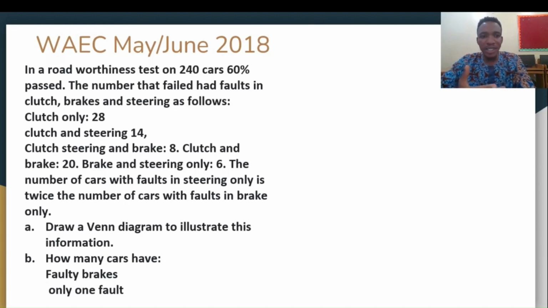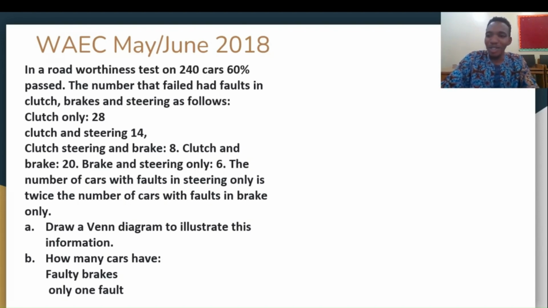They said 60% passed. So that means that the cars that had faults are just 40% of the cars. So that's what we are going to work with: 40% of the total cars that is given. So this 240 is the total cars, but the cars that have fault is just 40%. So somebody may be saying, why did they just give us the number of cars that have fault? But then, they want to see how smart we are. So we are going to show them we are smart.